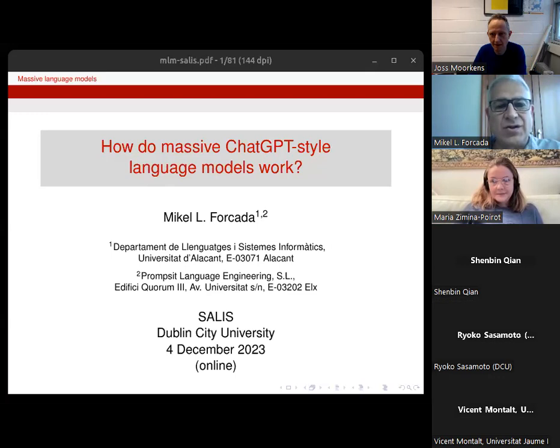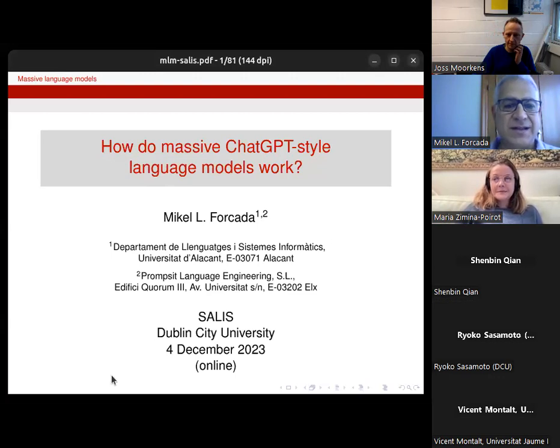This is kind of a longish talk, and if some of you come from a technical background, it will probably look a bit simple. It's basically aimed at non-specialists on language models. So I hope it's useful anyway.